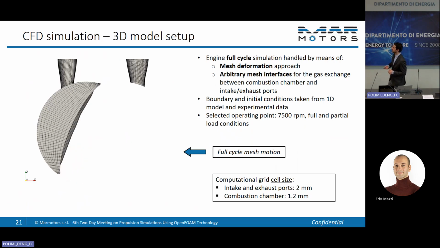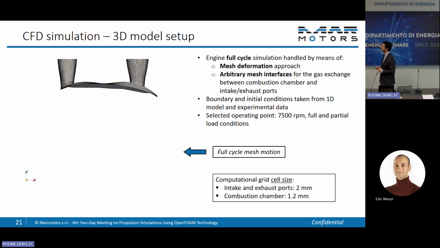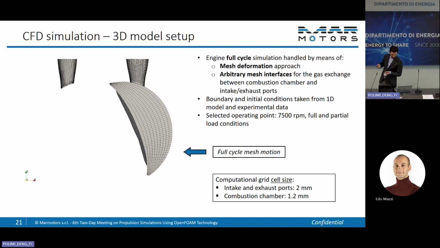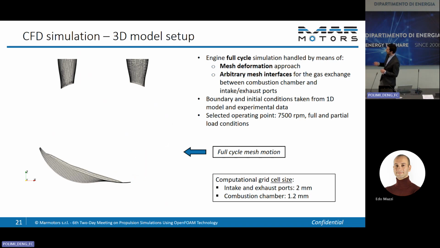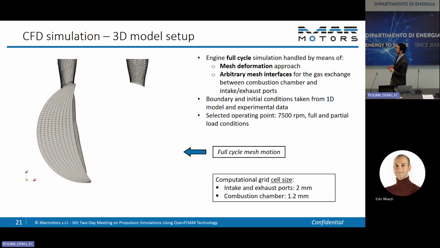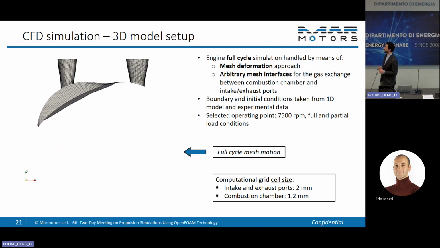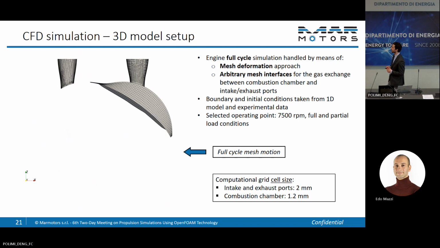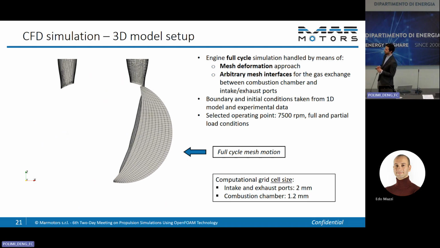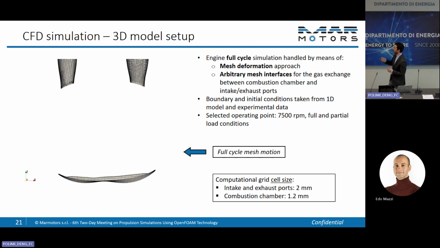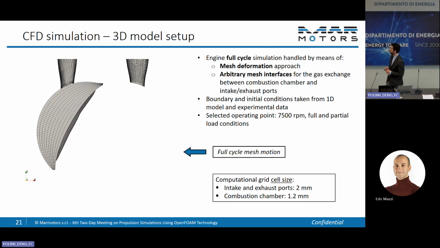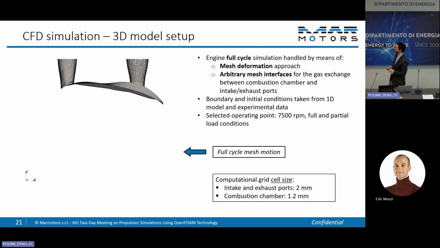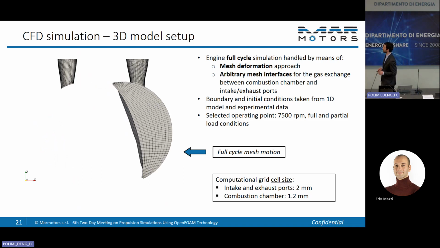So this is what I mentioned before. The mesh movement was achieved by a mesh deformation approach, and an arbitrary mesh interface was the model used to ensure the gas exchange between the 3 chambers and the intake and exhaust ports during the simulation. And also, in this case, a full cycle was simulated.